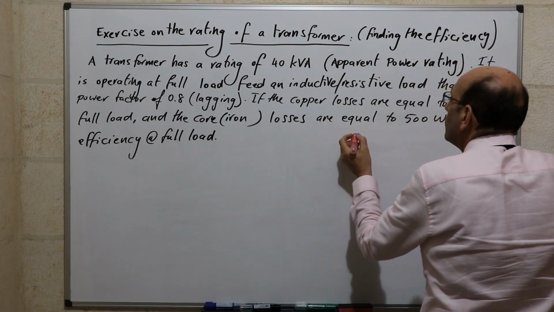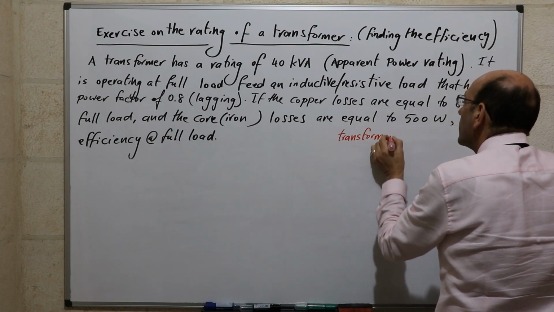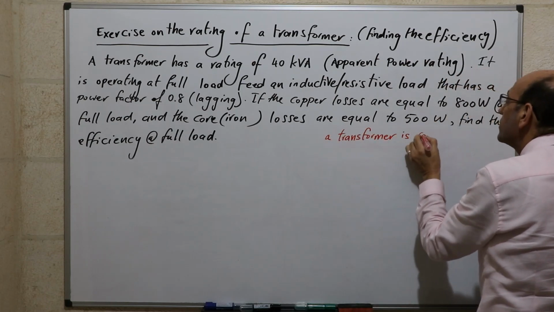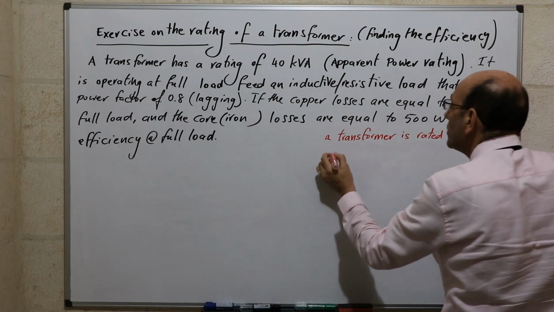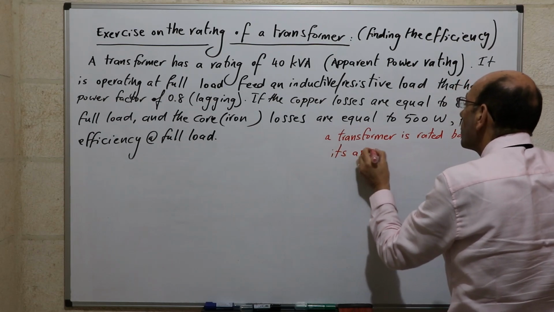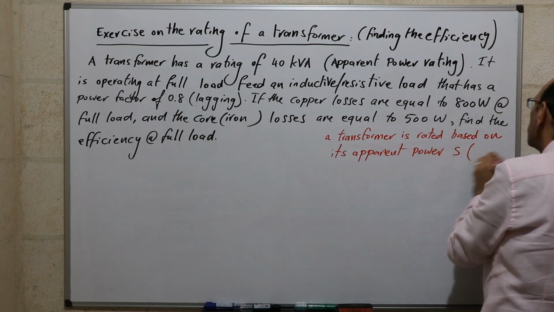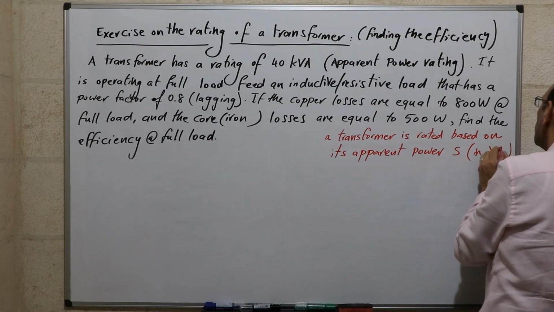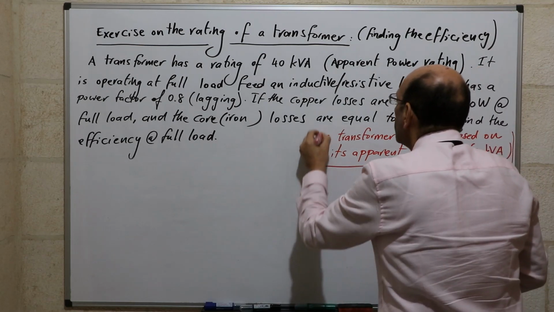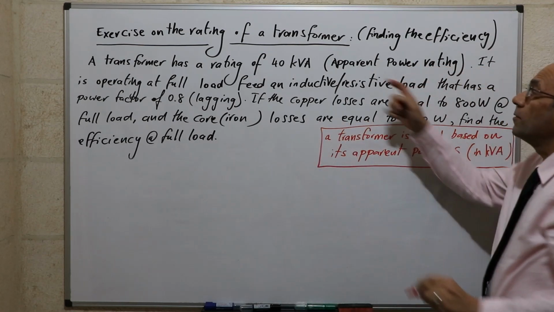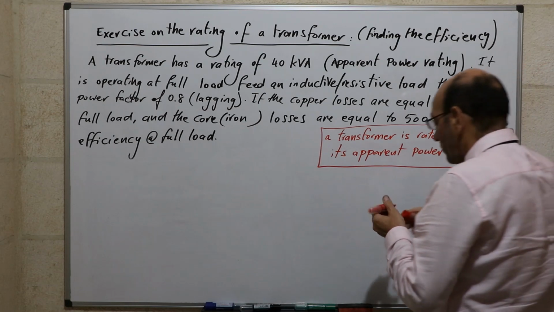point, that the transformer is rated based on its apparent power. So a transformer is rated based on its apparent power, S, in units of volt amps or kVA. So that's an important conclusion from here, which is the rating of a transformer is based on the apparent power rating.